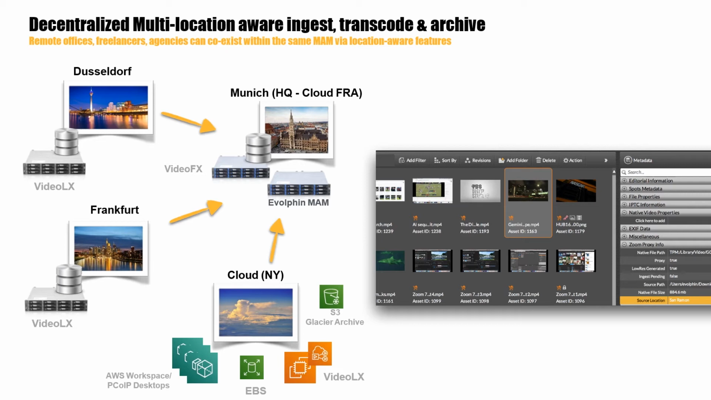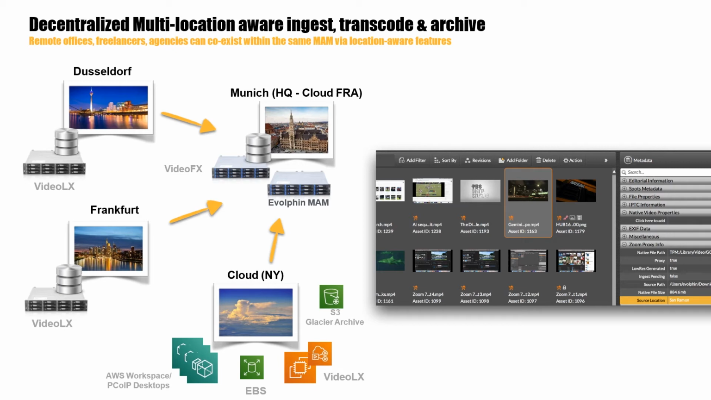And what that allows it to do is the content can be transcoded locally. So if it detects that the content originated in San Ramon, it would use a local transcoder in San Ramon to create the proxy and ship the proxy to the head office in Munich.